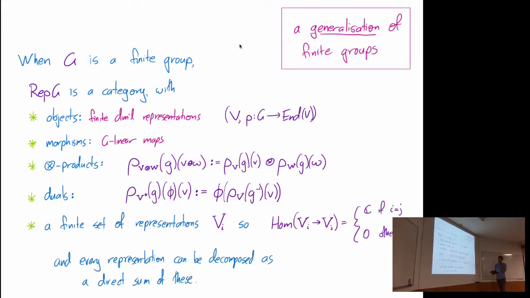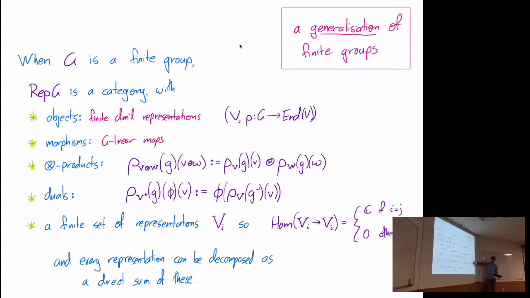And finally, when we're in this very nice situation of a finite group working over the complex numbers, the category is semi-simple. One easy way to say semi-simplicity is that there exists some finite set of representations, Vi, which have the property that they're sort of an orthonormal set. The homs from one of these Vi's to another Vj is just the complex numbers, that is, scalar multiples of the identity, if the indices agree, and otherwise it's zero.